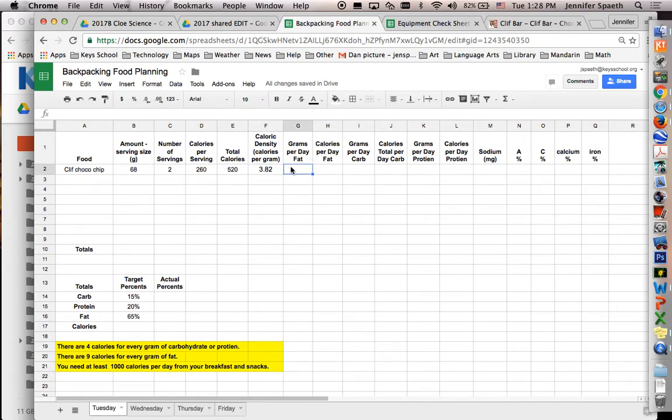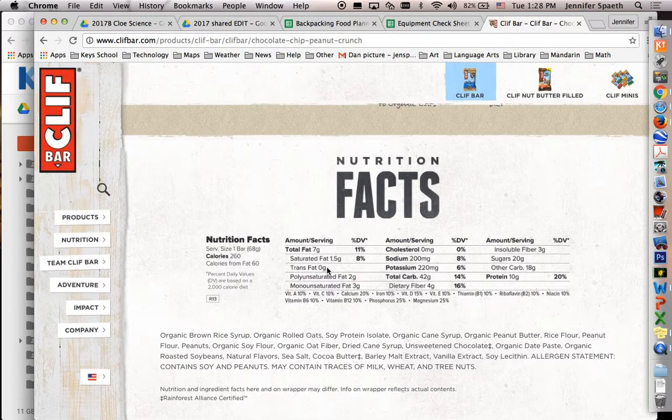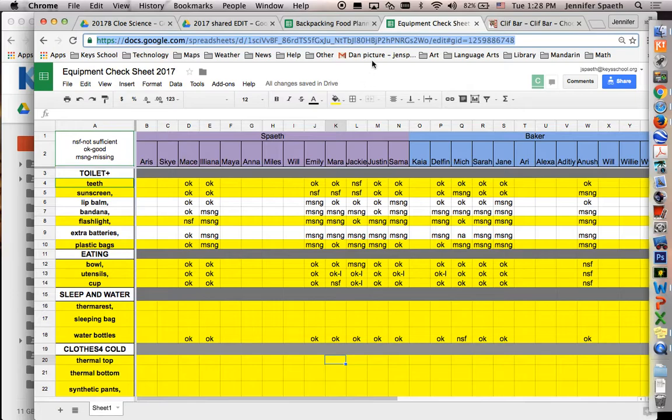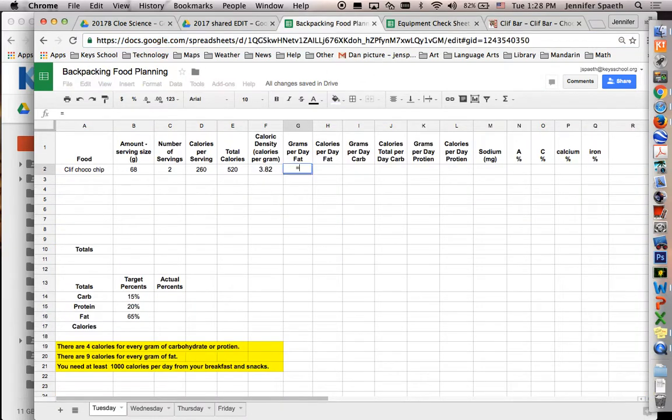Grams of fat per day. And remember, I'm having 2 servings. So I'm going to go over here. I'm going to look at the grams of fat in 1 serving, and I will see that the total fat is 7 grams. That's in 1 bar. So I'm going to come over here and say equals 2 times 7. Then the calories, there's 9 calories for every gram, so I'm going to say equals this times 9. So 126 calories are coming from fat.